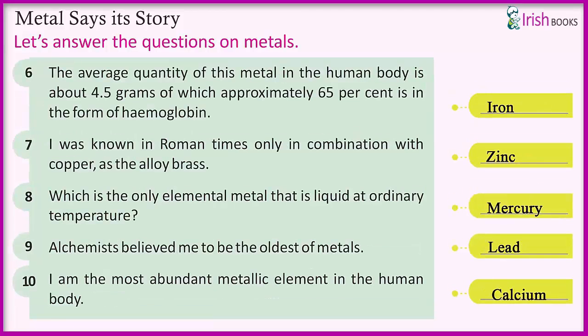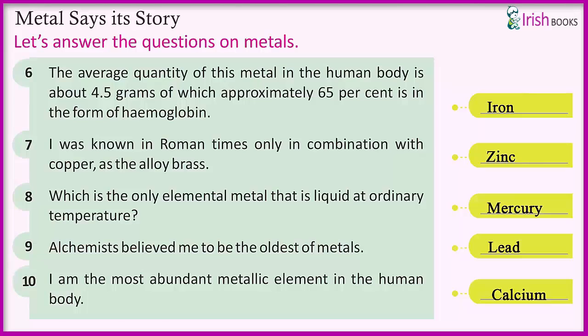6. The average quantity of this metal in the human body is about 4.5 grams, of which approximately 65% is in the form of hemoglobin. 7. I was known in Roman times only in combination with copper as the alloy brass. 8. Which is the only elemental metal that is liquid at ordinary temperature? 9. Alchemists believed me to be the oldest of metals. 10. I am the most abundant metallic element in the human body.